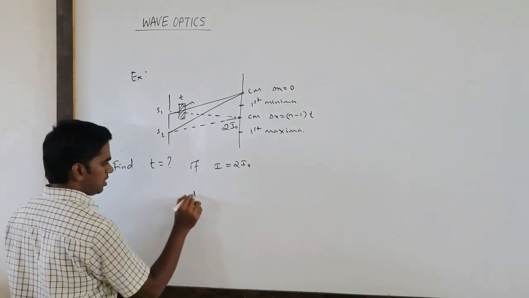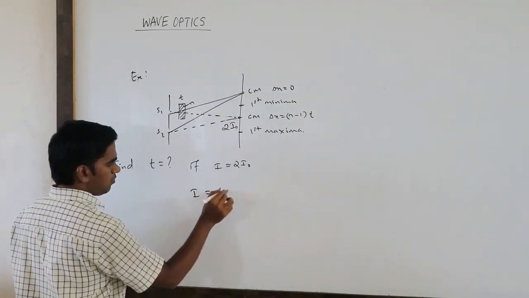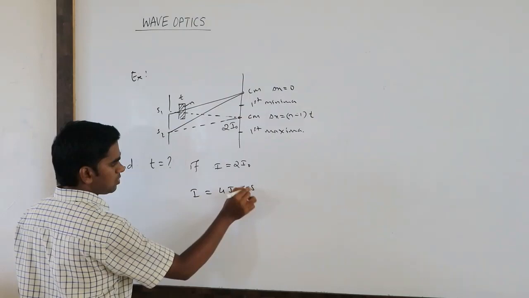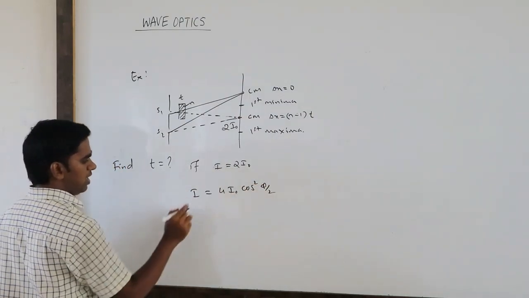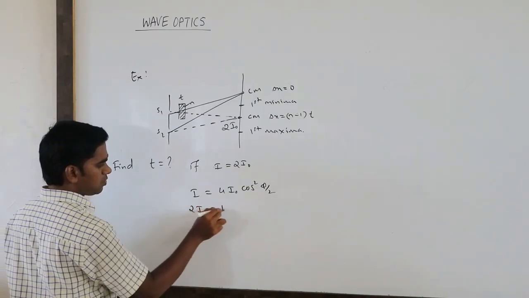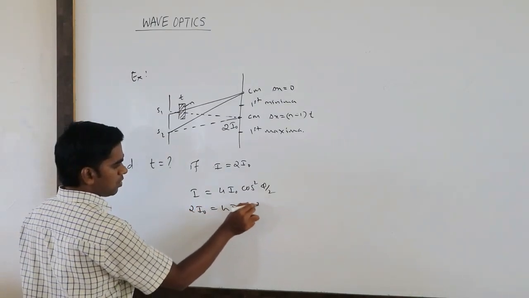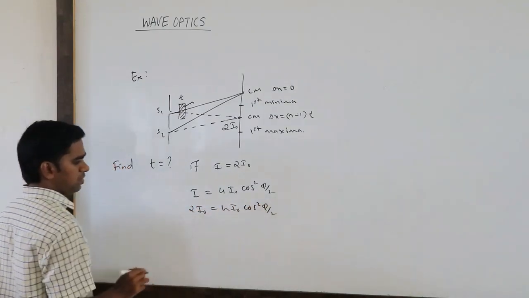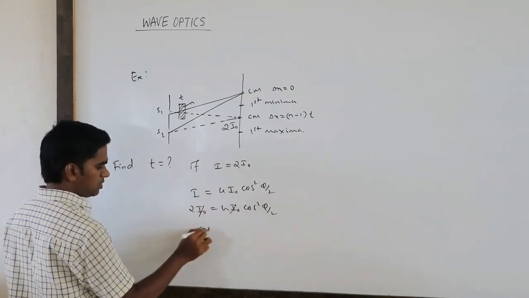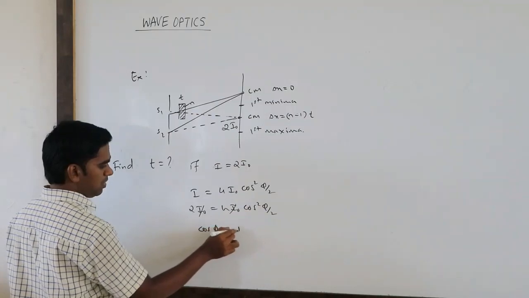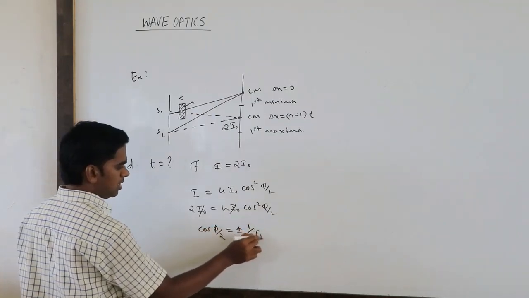We know that I equals 4I0 cos square (phi by 2). So substituting I equals 2I0, 2I0 equals 4I0 cos square (phi by 2). I0 will get cancelled, it will become 1 by 2. So cos (phi by 2) will become plus or minus 1 by root 2.